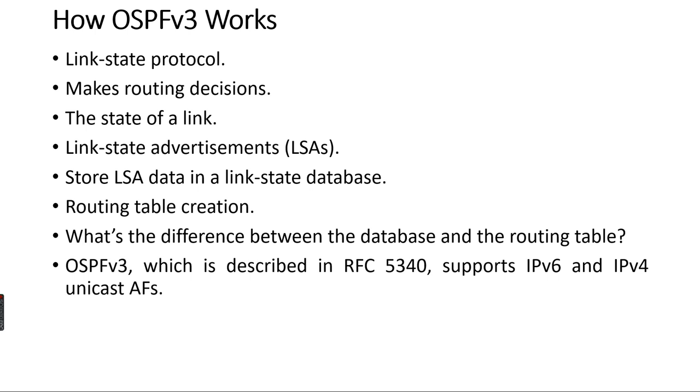So first, the database contains all the raw information which is sent by the neighboring OSPF routers, whereas the routing table contains the best path or the shortest path which is generated with the help of Dijkstra's algorithm. So that is the difference. And OSPF version 3, which is described in the document RFC 5340, can support IPv6 and IPv4 unicast addressing types. So this is the working of the OSPFv3 protocol.